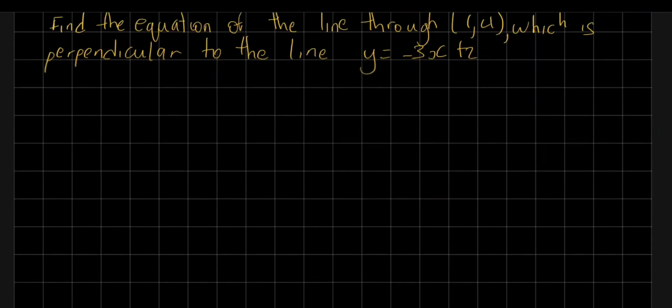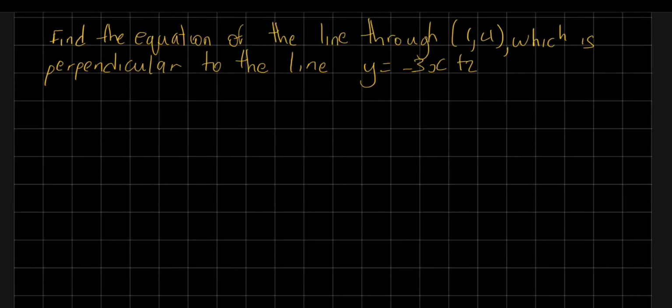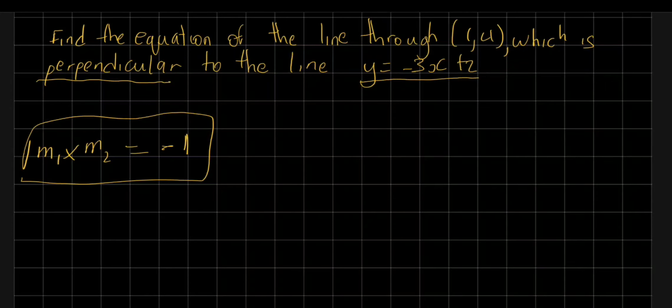Alrighty, so let me move on to the second question. The second question says, find the equation of the line through (1, 4), which is perpendicular to the line y equal negative 3x plus 2. So the important term here is perpendicular to this line. The relationship between two gradients of perpendicular lines is that if you multiply the gradient of line 1 times the gradient of line 2, that product will give you negative 1. The product of two gradients in which the lines are perpendicular will give you negative 1. This is the relationship between the gradients of two perpendicular lines.